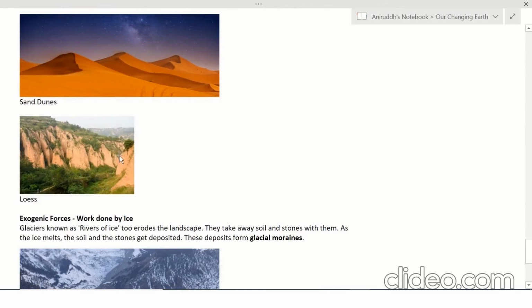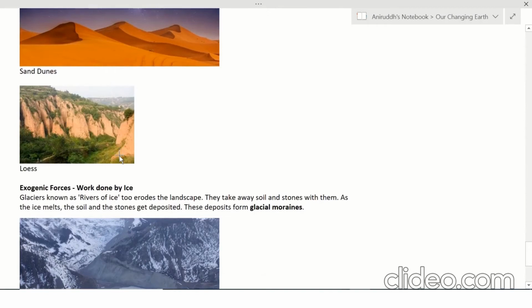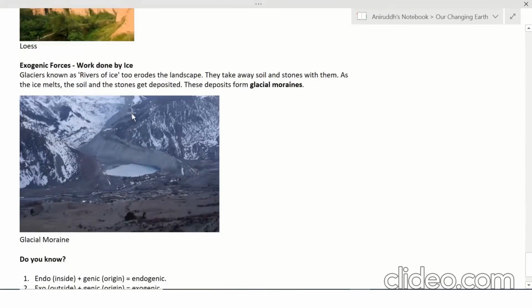Work done by ice. Glaciers, known as rivers of ice, also erode the landscape. They take away soil and stones with them. As the ice melts, the soil and the stones get deposited. These deposits form glacial moraines. This is a glacial moraine.